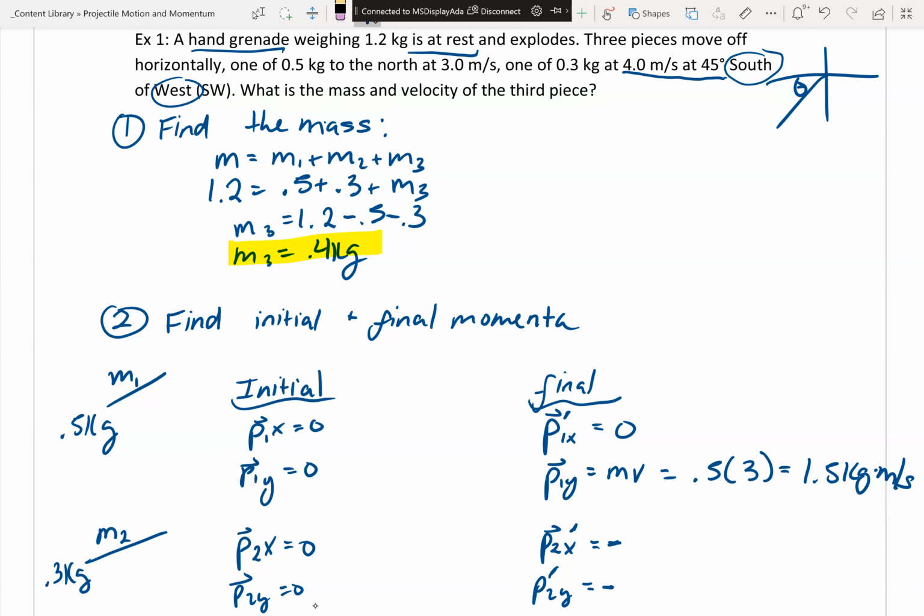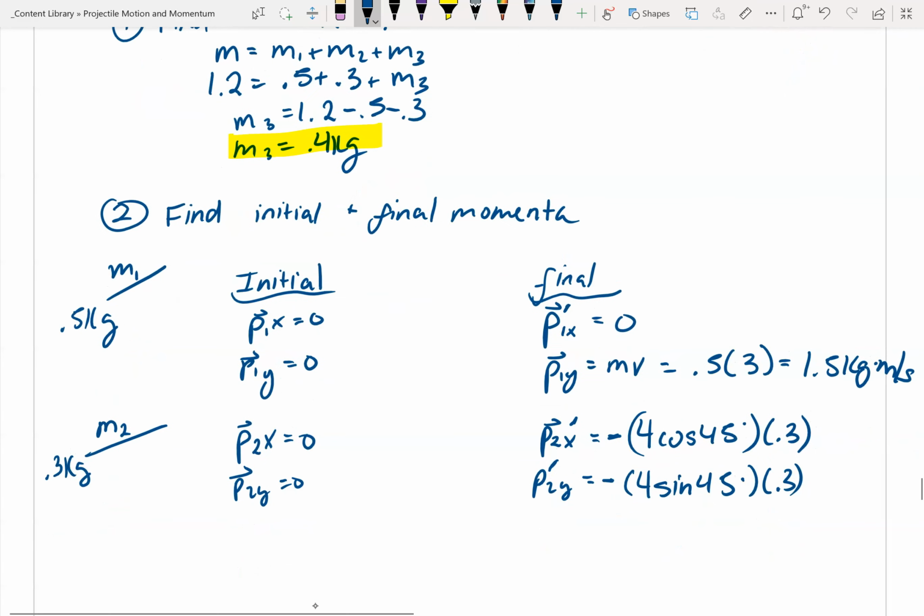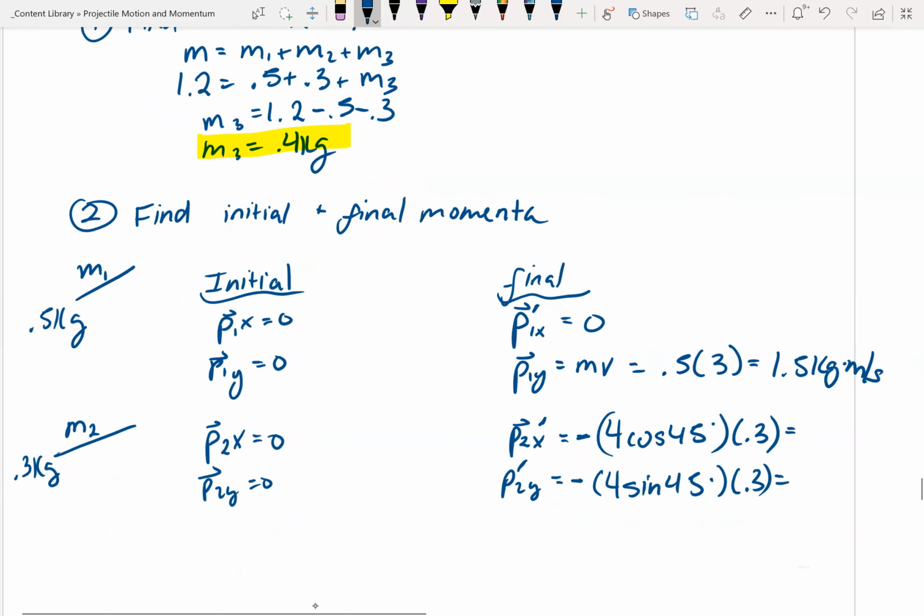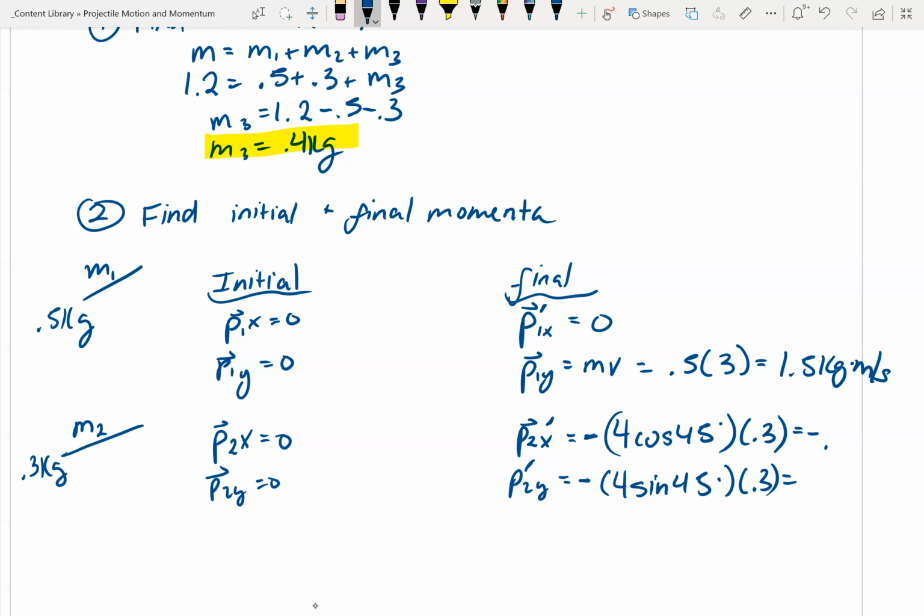For the x component, we're going to have 4 cos of 45 multiplied by the mass, which is 0.3. Then for our y direction, we're going to use sine, so 4 sine of 45 multiplied by its mass. So we have negative 0.85 kilograms times meters per second, and the same thing for our y component.